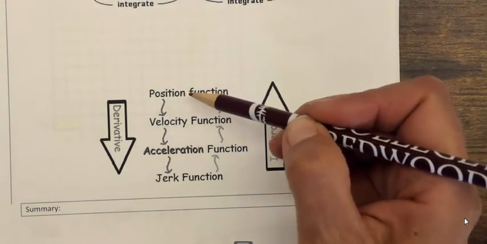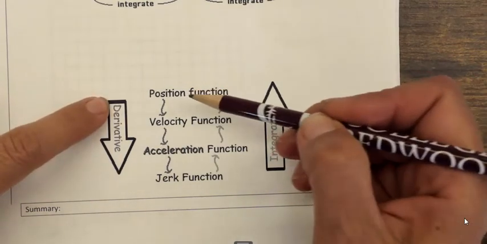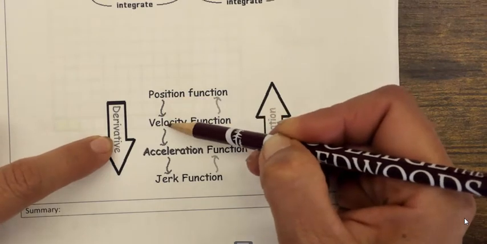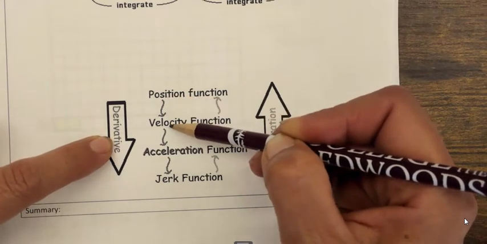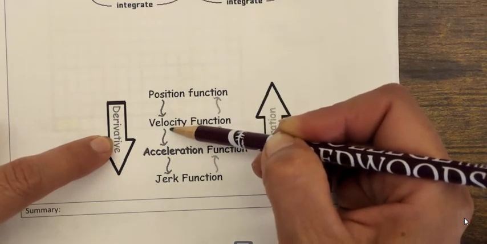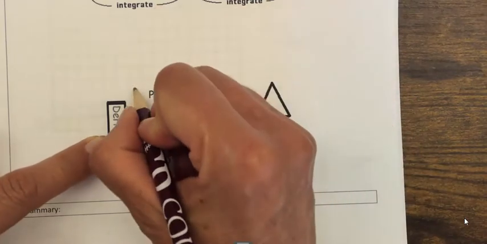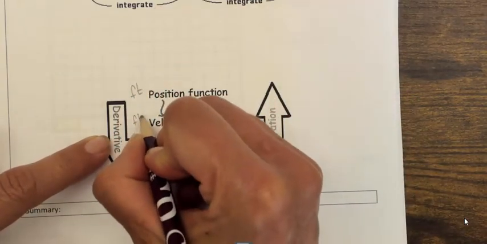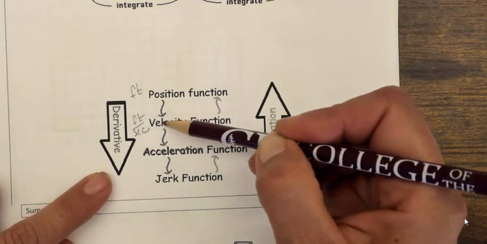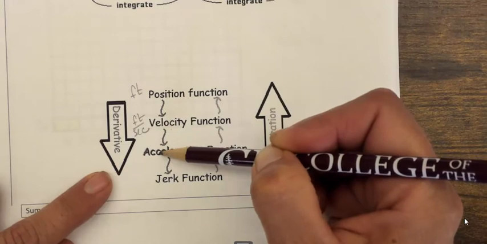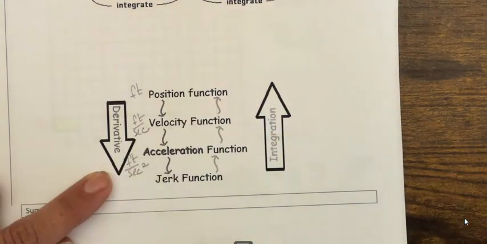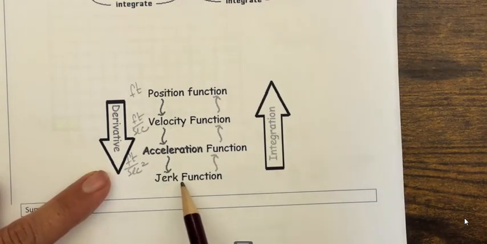So if you have your position function and you take the derivative, you get to velocity, right? The rate of change of position is velocity. So you had feet here, now you've got feet per second, okay? Well, now I go to acceleration. So I take the rate of change of velocity over time, and that's going to be feet per second squared. I'm just using feet and seconds.